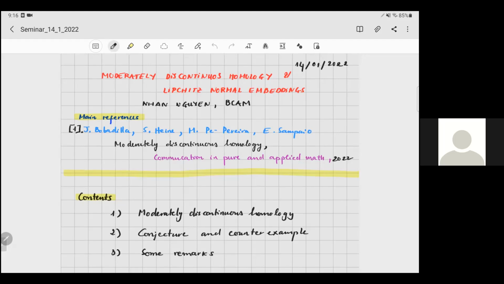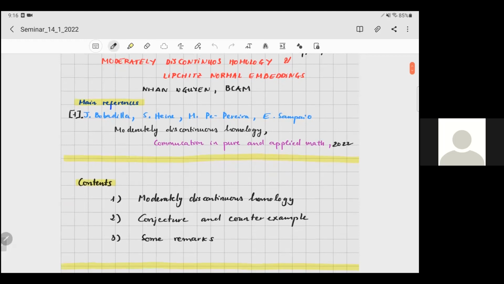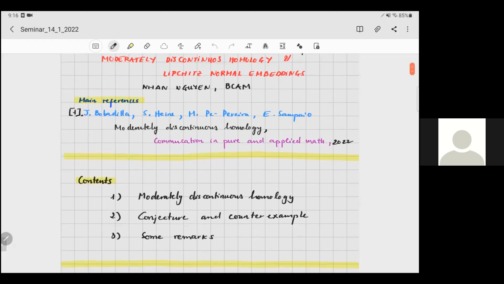The moderately discontinuous homology is a new theory. This was developed by Bobadilla and his group, and the paper was recently published in the journal Communications in Applied Mathematics. It is very new, and because it's new, I should help you understand the definition first.